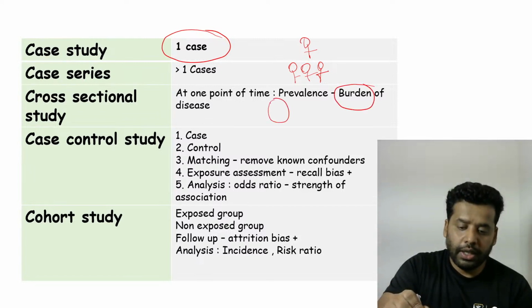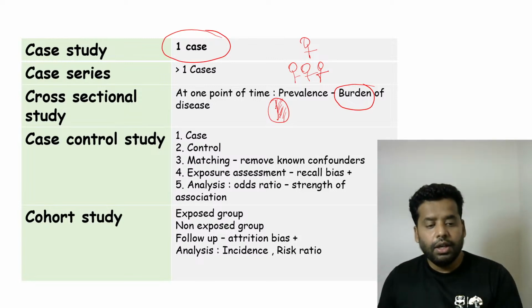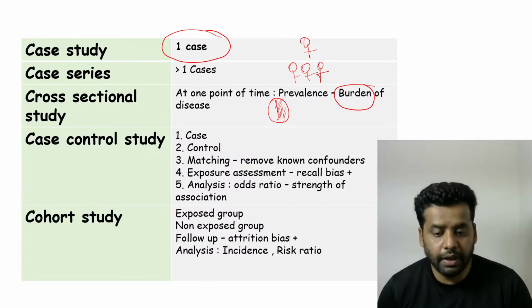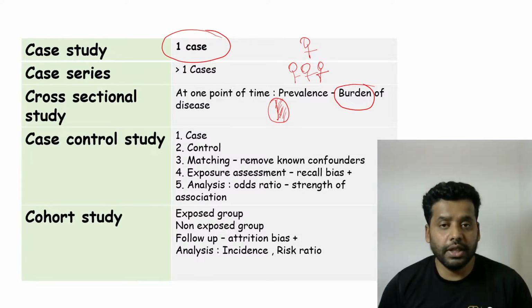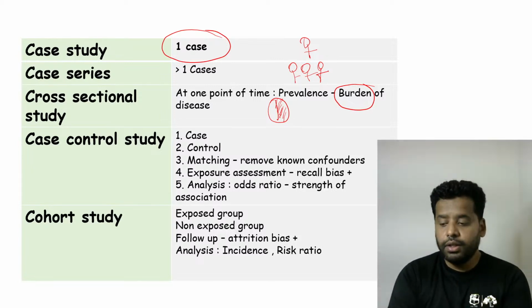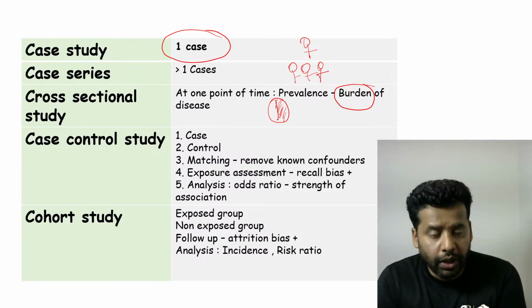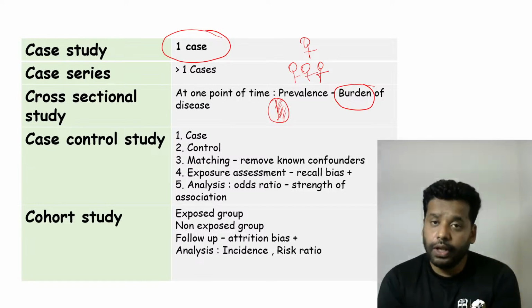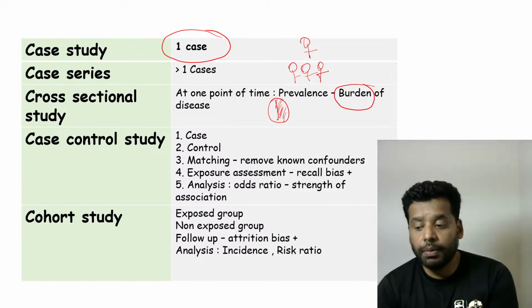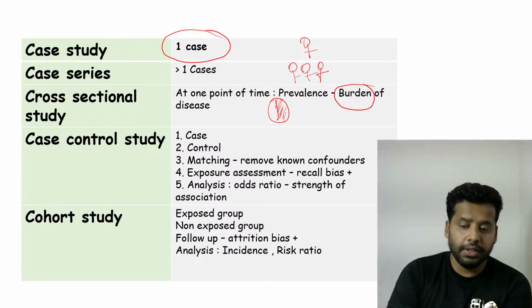So out of 100, how many are having disease? You can make a pie chart like this. Out of 100, how many are having disease? That will indicate burden. So what is the use of cross-sectional study? Comparing the burden of diseases between two populations. If there is population 1, population 2, you can compare the burden of disease between two populations.